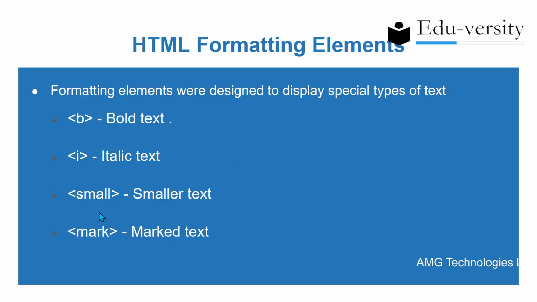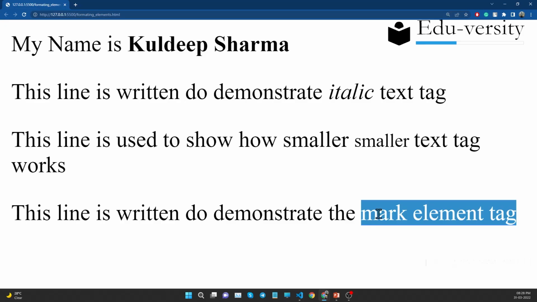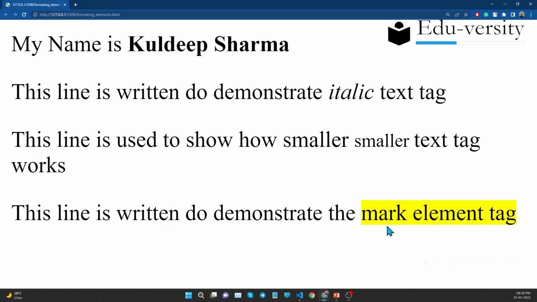So the next formatting element we have is the mark element. The mark element basically is used to highlight some kind of text in the sentence. Let me show you. So let me highlight this element. So we'll write down mark and let's highlight this. Let's save this. So you can see the mark element tag is used to highlight something like this.